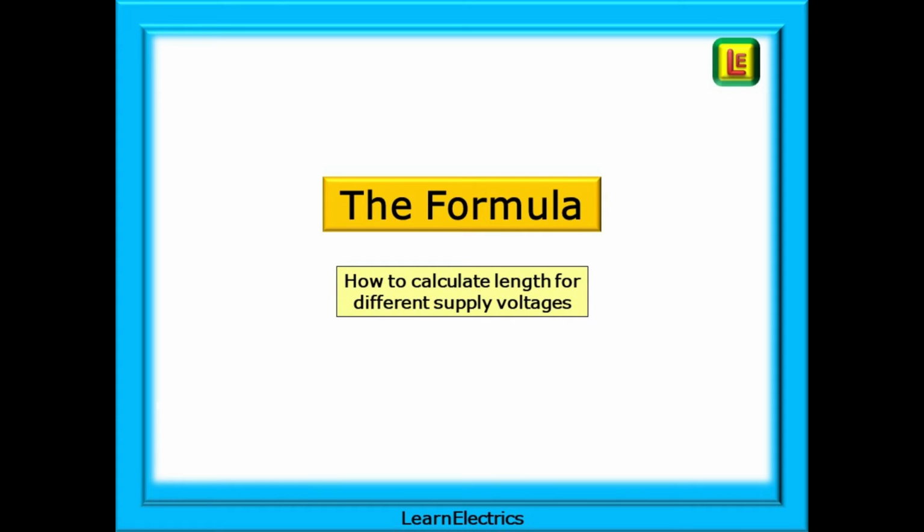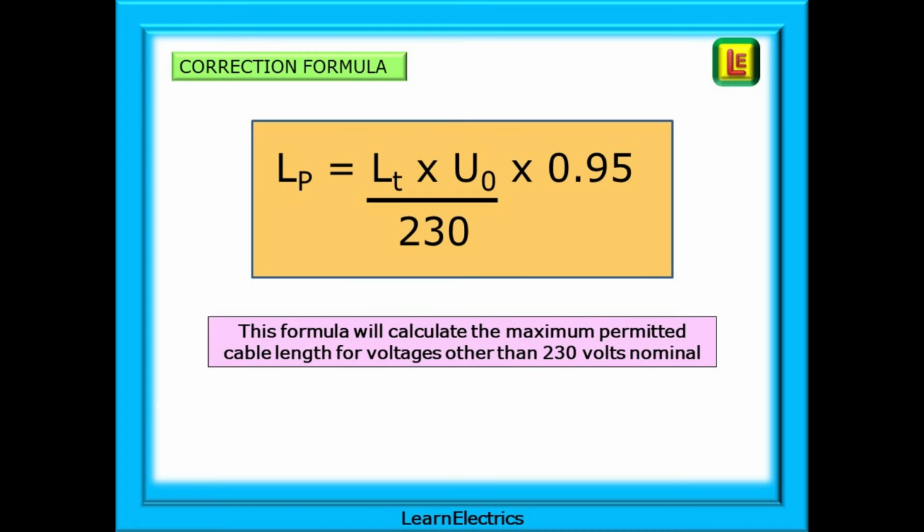We must use a formula to do this for us, and we will look at this now. I've called it a correction formula. It corrects or adjusts the data in the tables to align with the new supply voltage, and this formula will calculate the maximum permitted cable length for voltages other than 230 volts nominal.